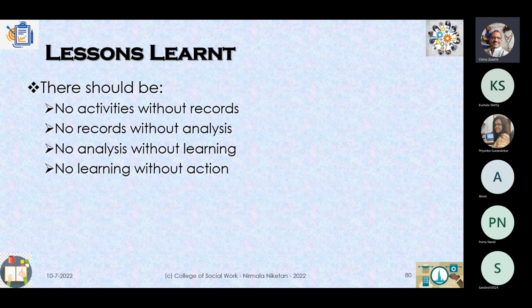So why am I telling you all this? Because you can have no evaluation without records. You can have no records without analysis, no analysis without learning, and there's no learning without action. So it all begins, if you're looking at action and change in the project, with the records that are maintained and analyzed in the project: monitoring, and then evaluation. So with this, I end my little presentation for you.